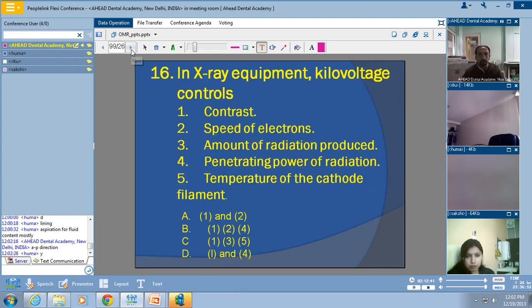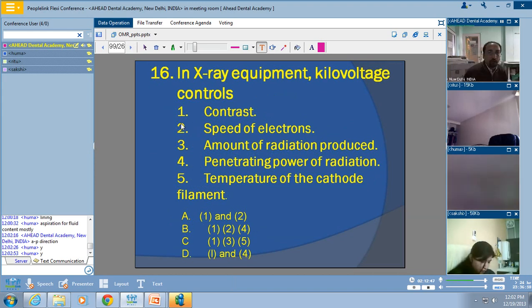16th question. In X-ray equipment, kilovoltage controls what? Does kilovoltage control contrast? Yes. Speed of electrons, even the speed of electrons is indirectly controlled by KVP. Amount of radiation, it does cause a very small increase in the radiation, but very minuscule to actually be counted. Penetrating power, obviously. What does the penetrating power of radiation depend on? Density and the speed and the kilovoltage.